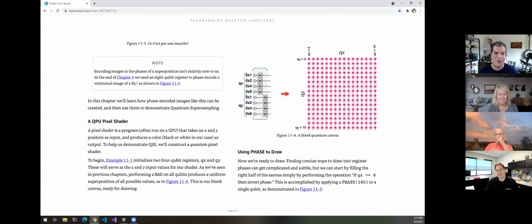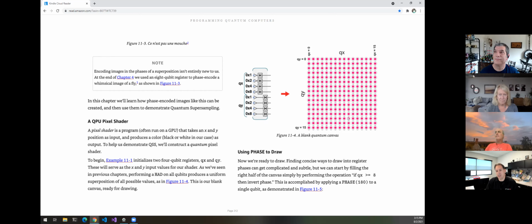AA, amplitude amplification. Yeah, to sort of change the way those look and represent them. So what he's going to do here, we've got two 4-qubit registers, X and Y, and of course it comes out as a grid.